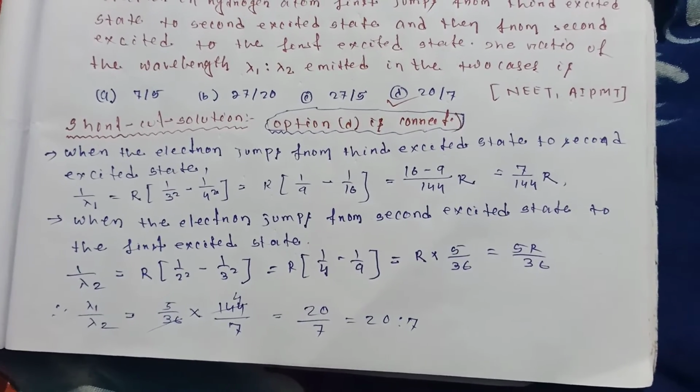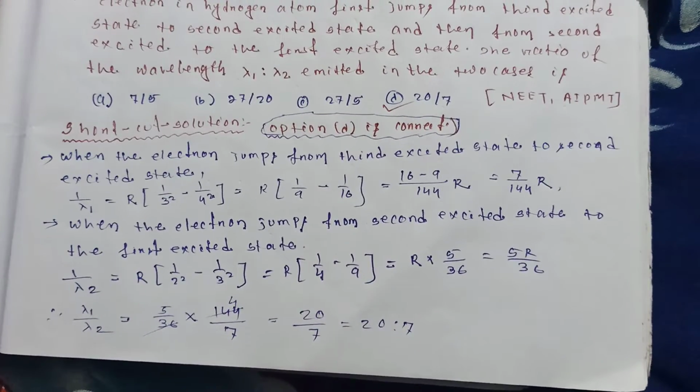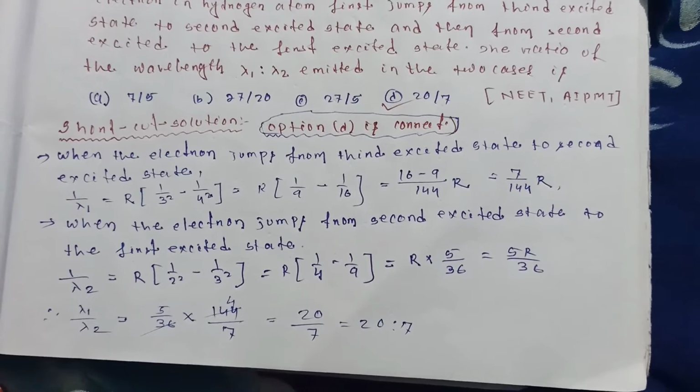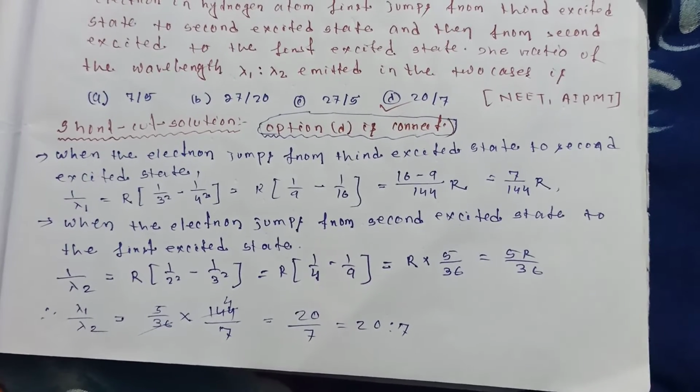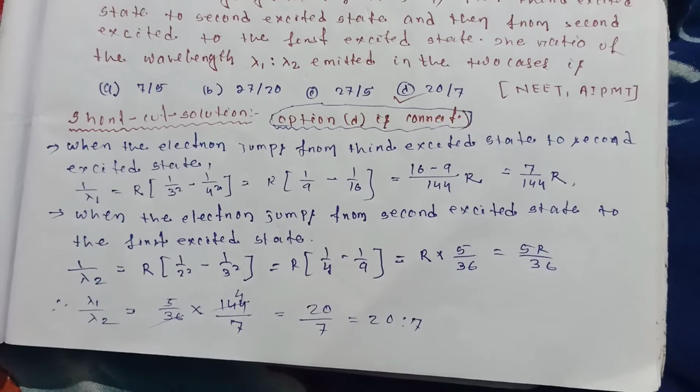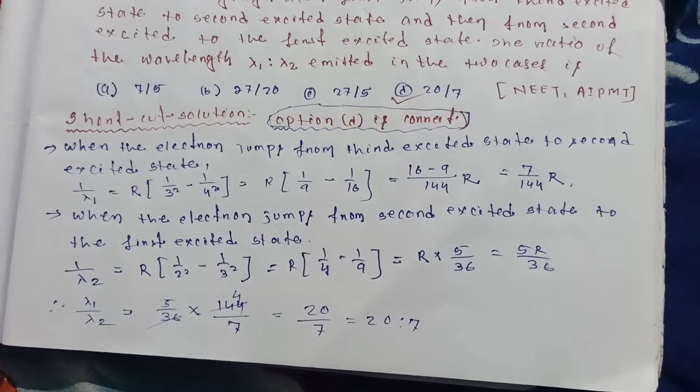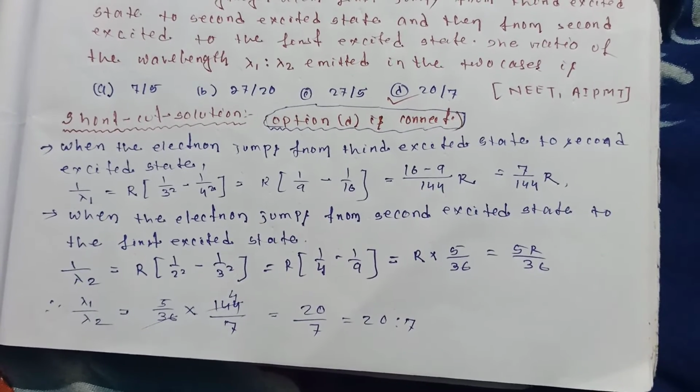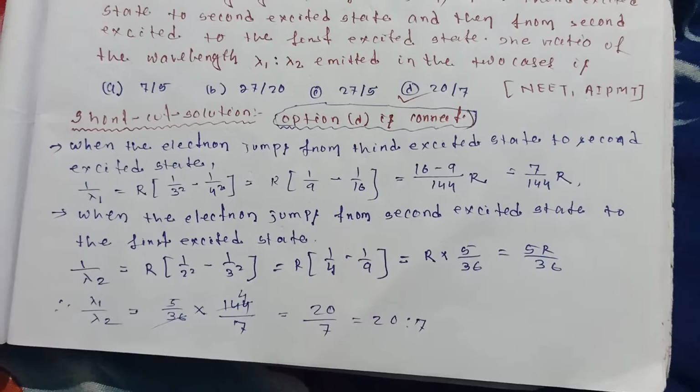But when the electron jumps from the second excited state, meaning 3, to the first excited state, meaning 2, 1 by lambda 2 is equal to R times (1 by 2 square minus 1 by 3 square). So we get 5R by 36.